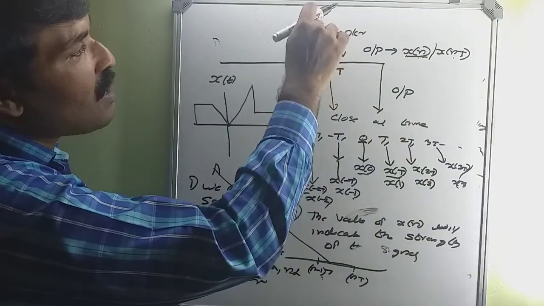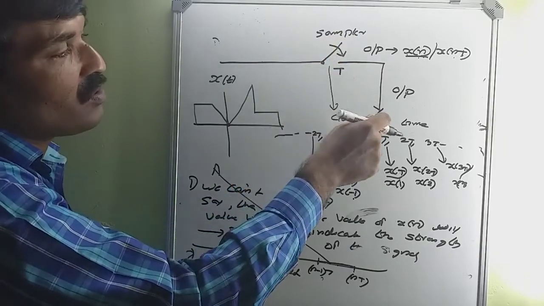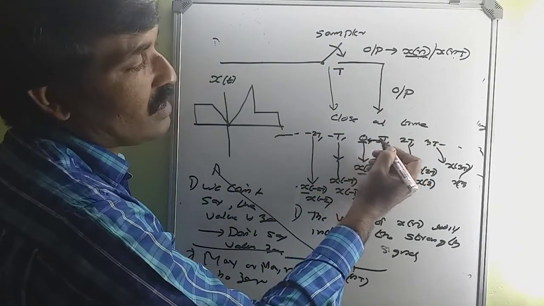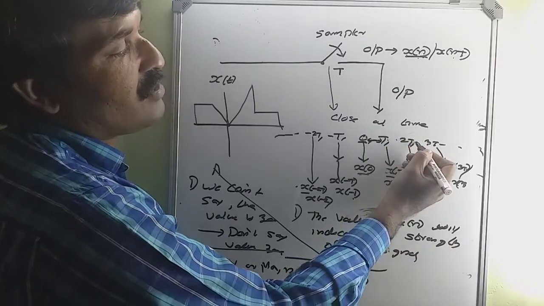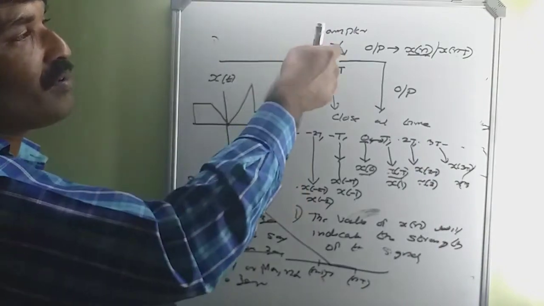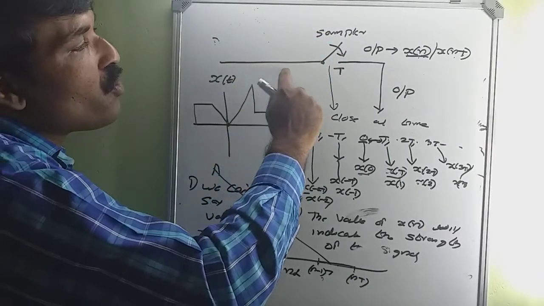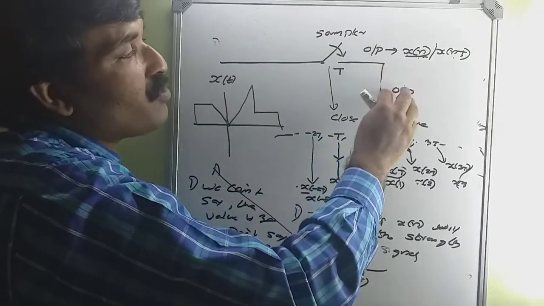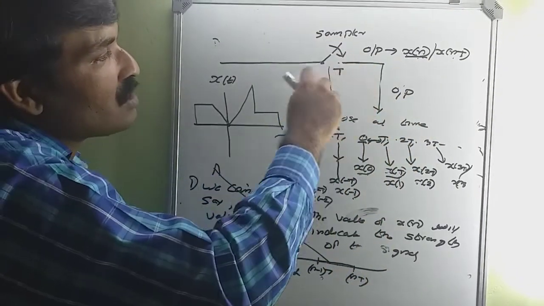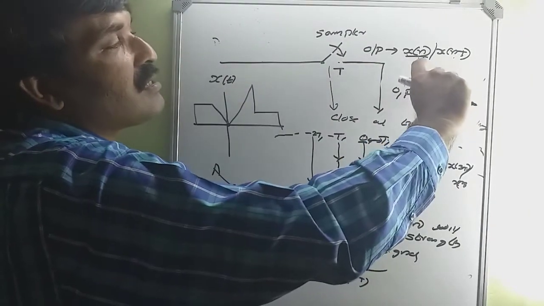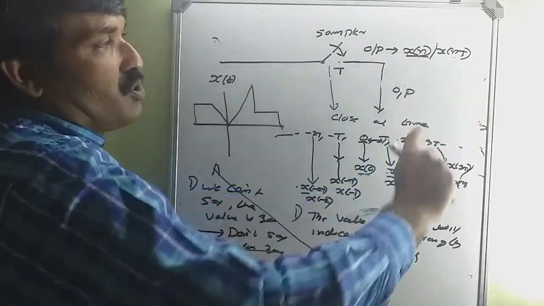Then the sampler closes at 0, t, 2t, 3t. And in between this time duration, 0 to t, t to 2t, 2t to 3t, etc., the sampler remains open. When the sampler is open, no signal will pass through the sampler, so we don't get any output. When it is closed, the signal is passing through, and we can extract the output.